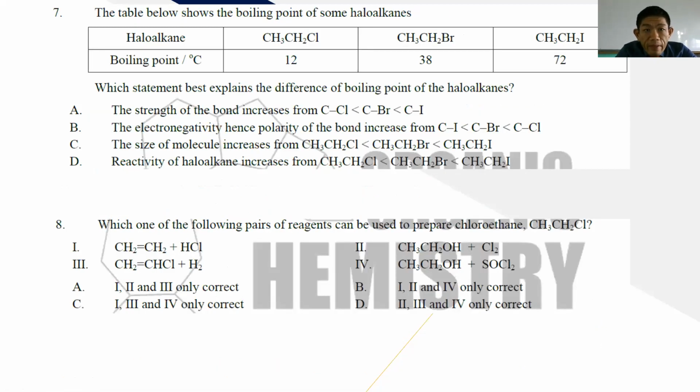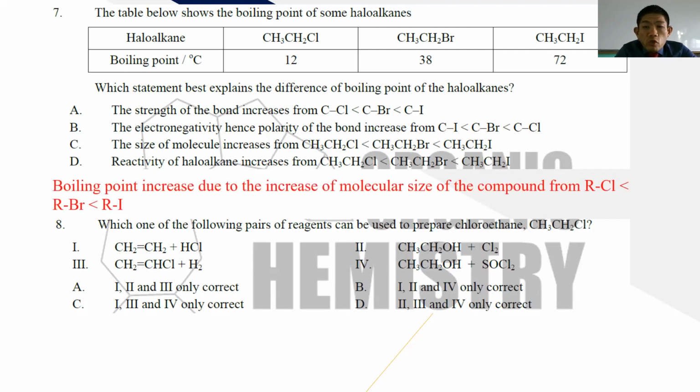Whereas for number 7, the table below shows the boiling point of some haloalkane. So this is the boiling point. As you can see in here, they are using different halogen. Different halogen give different molecular mass. So this will give different van der Waals forces, hence different boiling points. So this is due to the molecular size increase from CH3CH2Cl, CH3CH2Br, and CH3CH2I. So the best answer in here is C.